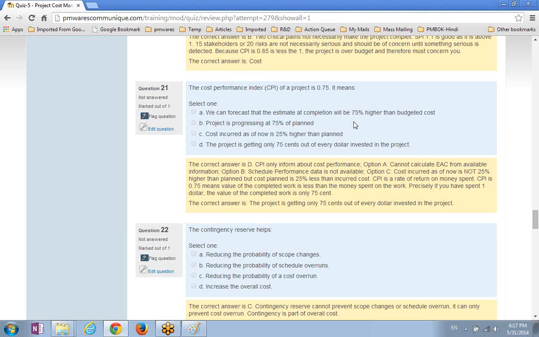I marked it B, option B. That will be right in case of SPI. Okay. If it is SPI, then the B is right.